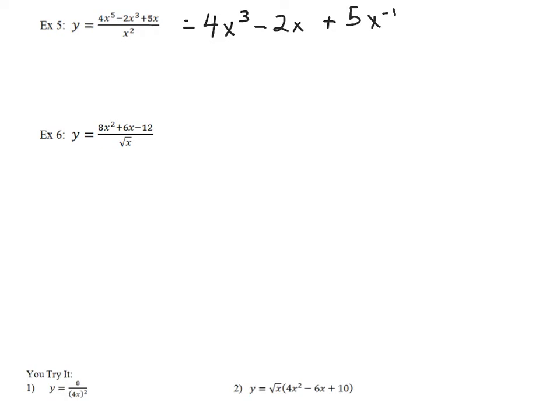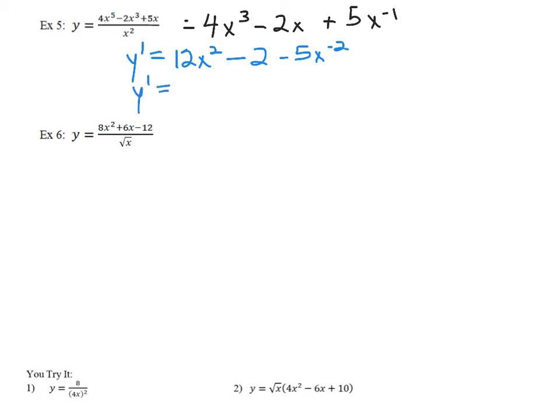I haven't taken the derivative yet, so let's go ahead and take the derivative using the power rule. The derivative of 4x to the 3rd, 12x squared. The derivative of negative 2x, negative 2. And the derivative of 5x to the minus 1, negative 5x to the minus 2. Let's go ahead and rewrite that answer without a negative exponent.